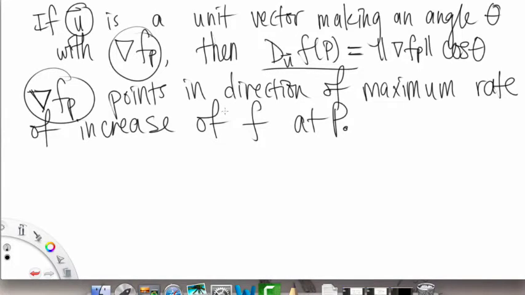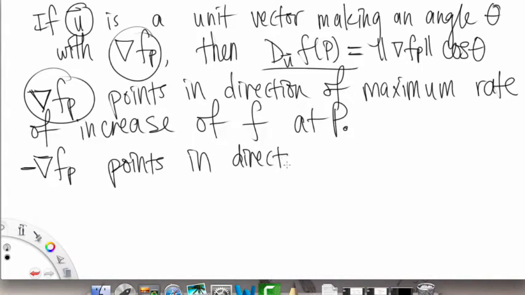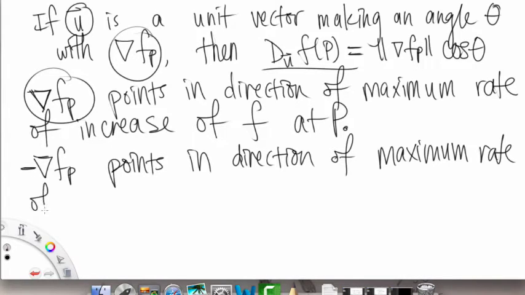And then conversely, we have that the negative gradient of f at p points in the direction of the maximum, and this time it'll be opposite. So maximum rate of, not increase but decrease, of f, of our function at that point p.